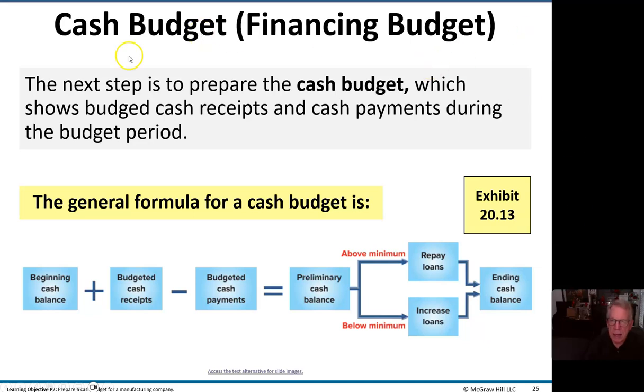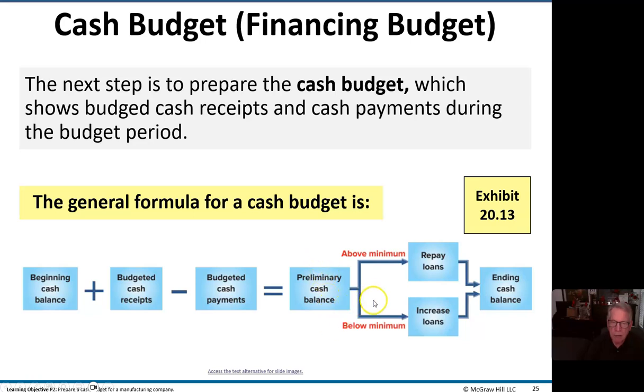So then the next step then is to prepare the cash budget, which shows the budgeted cash receipts and cash payments during the budget period. We call this the financing budget. And so the general formula for a cash budget starts with the beginning cash balance. And to that, we're going to add the budgeted cash receipts, subtract out the budgeted cash payments, and that will give us a preliminary cash budget.